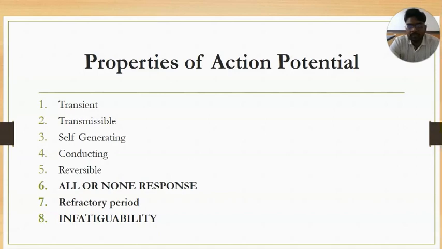So properties of action potential. As it is transient, that is short lasting, transmissible, self-generating, reversible, it follows the all or none response. That means whenever the action potential is generated, the amplitude of the action potential is to its maximum extent, or it is not showing response at all. That is the basic understanding of all or none response. Then it is having some refractory period. Then infatigability: you can generate one, two, three, many action potentials one after the other. That is the infatigable phenomenon, right?